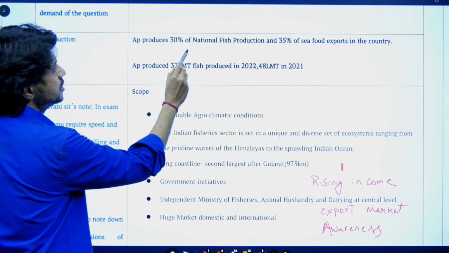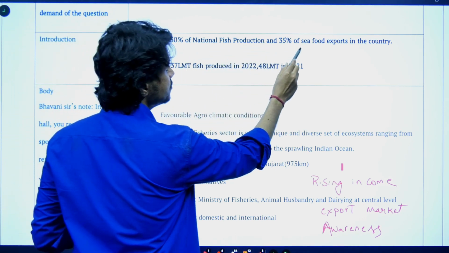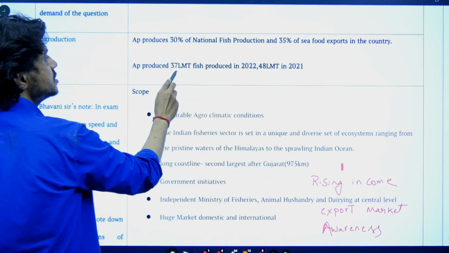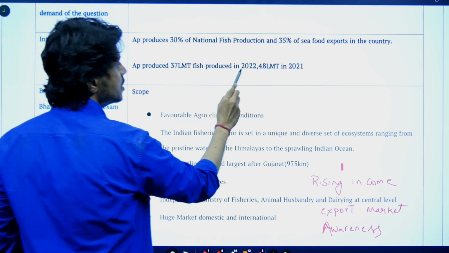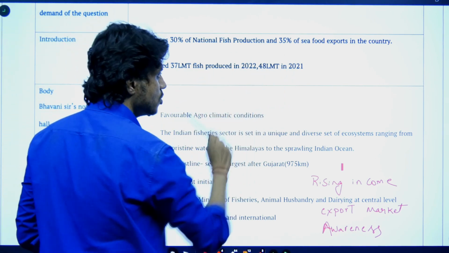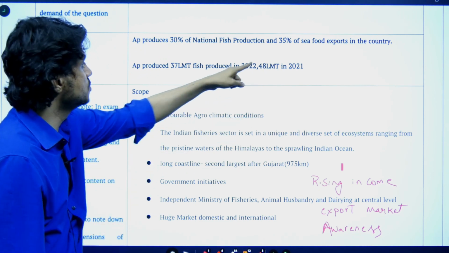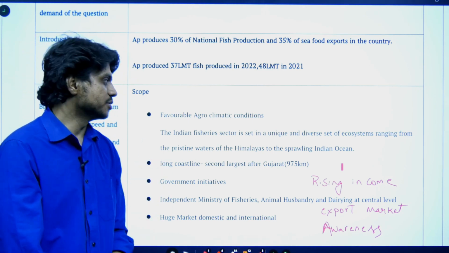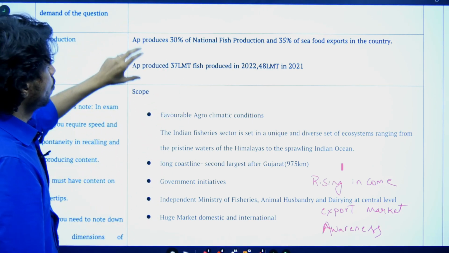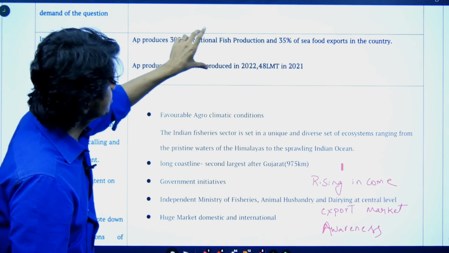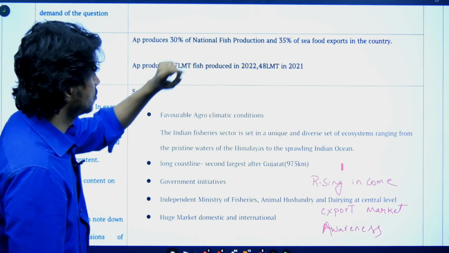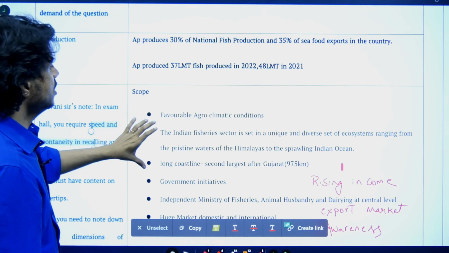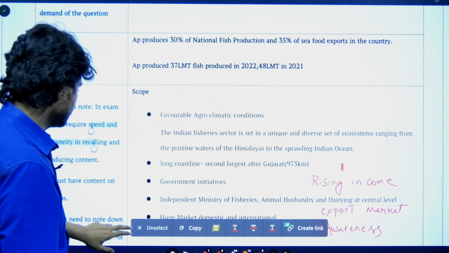Andhra Pradesh produces 30% of the national fish production and 35% of the seafood exports in the country. Last year it produced 57 lakh metric tons of fish, and in 2021 it produced 48 lakh metric tons. So it was very high even in 2021 than 2022. Good introduction, good fact. Such facts are important. Andhra Pradesh is the largest fish producer in India. Let's understand what measures are being taken up by the government and why such high scope is present for the government.